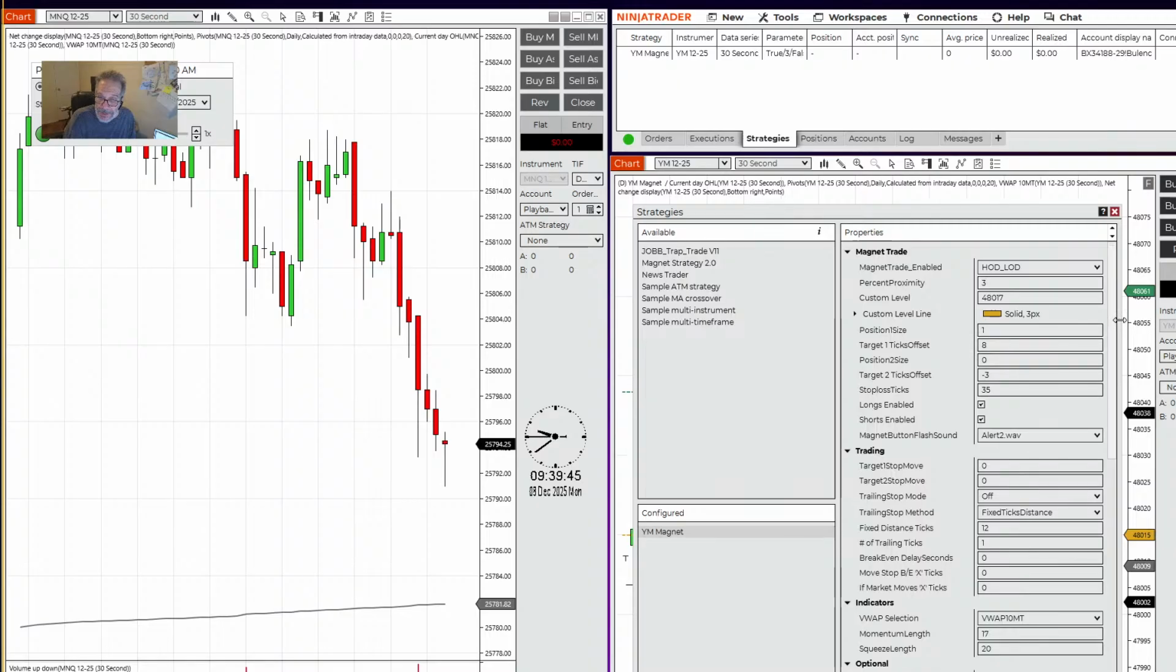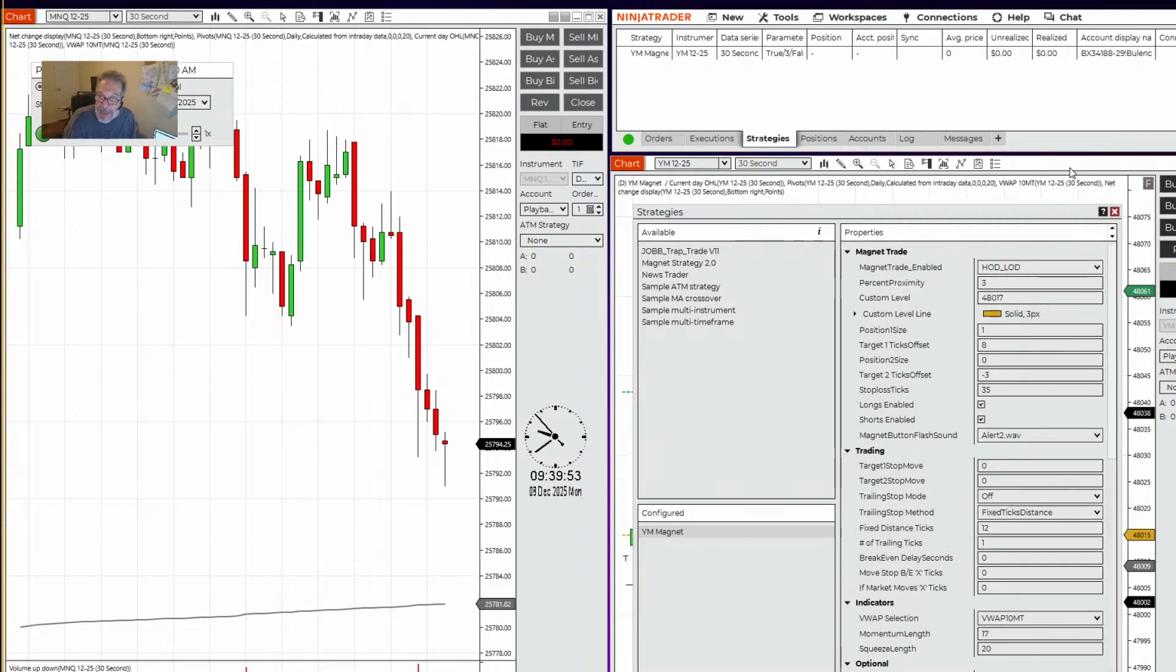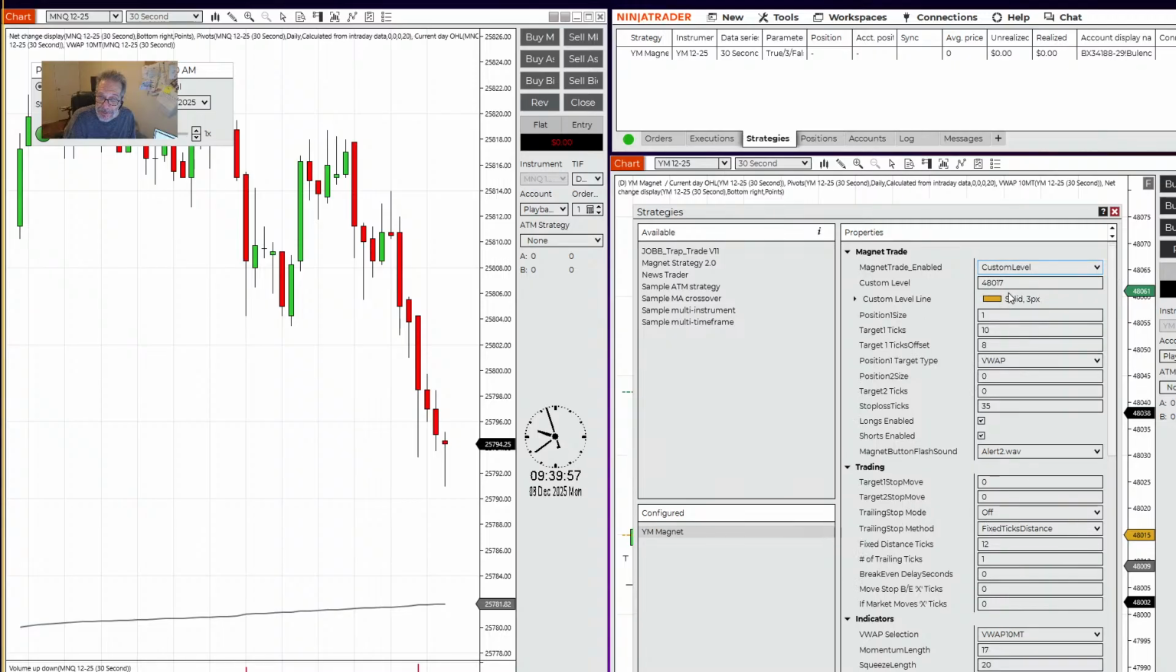I'm going to do it on playback. Make sure your account's on playback or the trade won't work. The way that we set it up was we did a custom level targeting the VWAP. So our target was 8. It's already in there. We're targeting the VWAP. Our stop was 35.